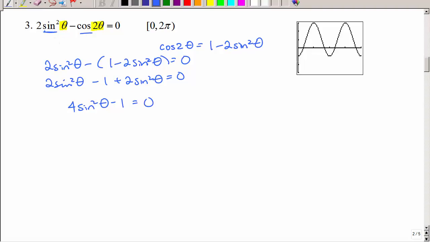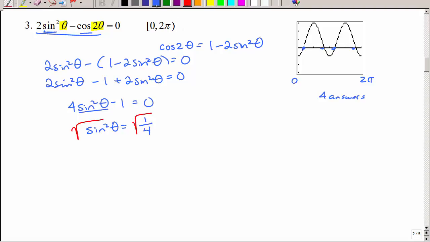So going back to my picture, this is between 0 and 2 pi. We have the curve, and we want to see when does it equal 0? 4 times. So I should get 4 answers. Let's see if we can get there. So let's isolate sine squared by adding 1 and dividing by 4.